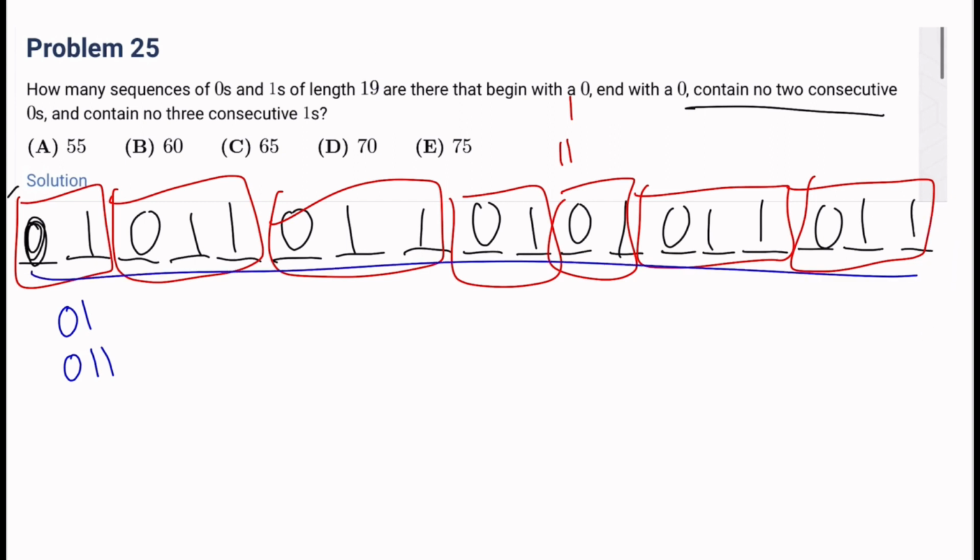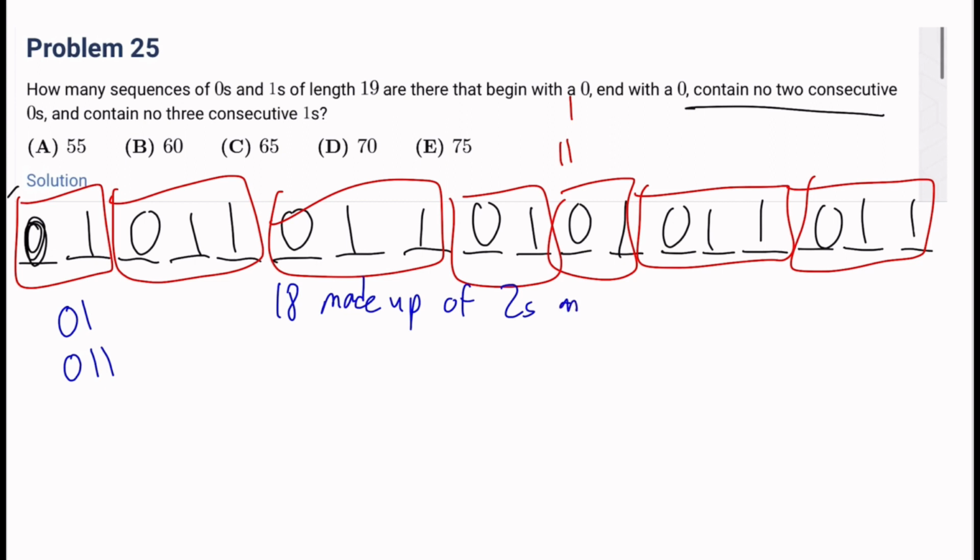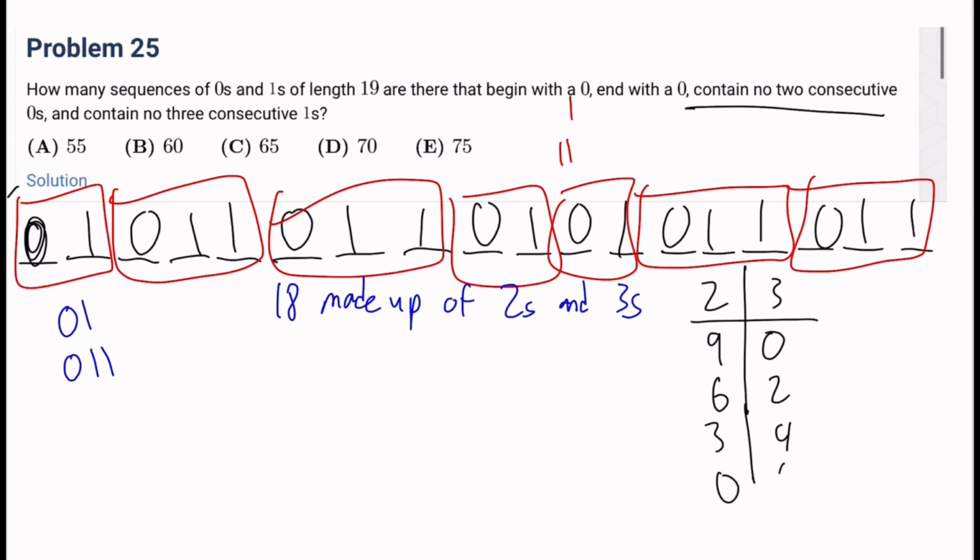And so this will be the length 18, and 18 is made up of 2s and 3s, right? So this would be the 2s and this would be the 3s. And so if we just do that, 18 can be divided into 2 times 9, and so that would give 3, 0, and 6 would give 3, 2, 3, 4, or 0, 6, right? This would give just one possibility, right?